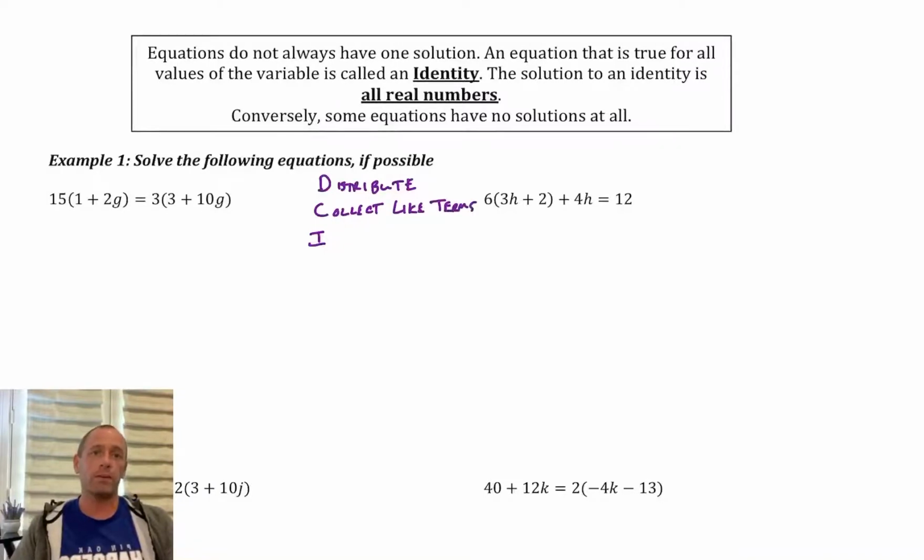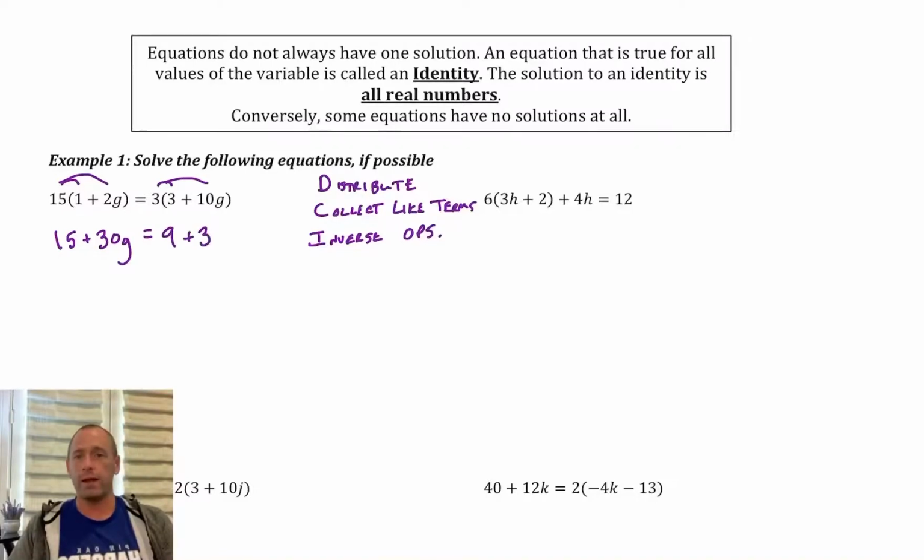In the first example, I see parentheses on each side, so it looks like we're going to have to distribute and go from there. So on the left, 15 groups of 1 plus 2g, and on the right, 3 groups of 3 plus 10g. I'm going to get 15 plus 30g, and on the right, I get 9 plus 30g. Well, you got variables on both sides, so let's get rid of one. We use the inverse operation of subtraction. Subtract 30g from each side to get 15 equals 9.